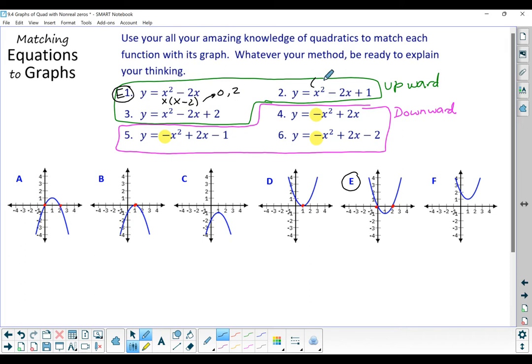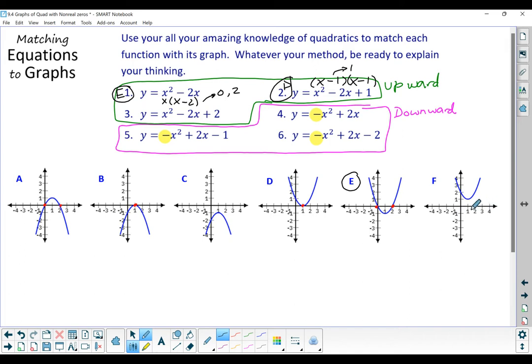Equation 2, we can factor x and x. The factors of 1 are 1 and 1, and it's a negative 2, so we have x minus 1 times x minus 1. That means it has an x-intercept of positive 1. It's a repeated root. That means it is graph D. So 2 goes with D. Number 3, x squared minus 2x plus 2. That has to go with F. It's the only one left that opens upward.